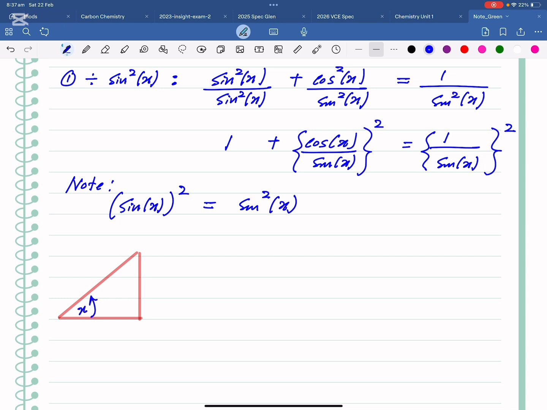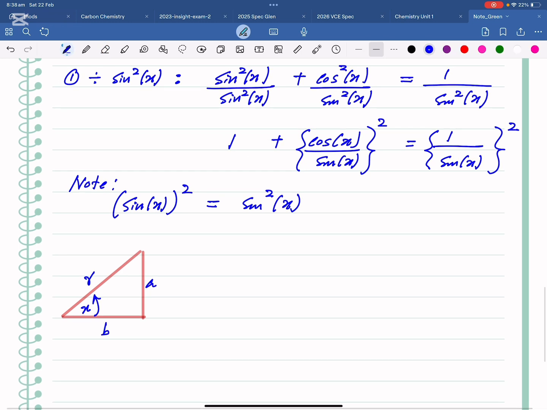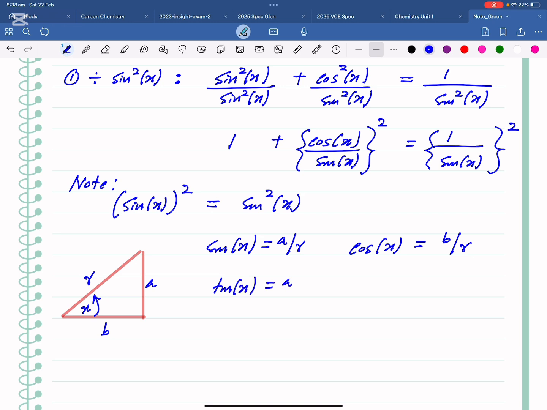Now think in this way. If this is x, and this is r, this is going to be r sine x, and this is going to be r cos x. Let me change the question a little bit and give you some numbers here. Say the sides are A and B, so sin x is equal to A divided by R, agree? Cos x is equal to B divided by R, right? So what is tan x? Tan x is equal to A divided by B.